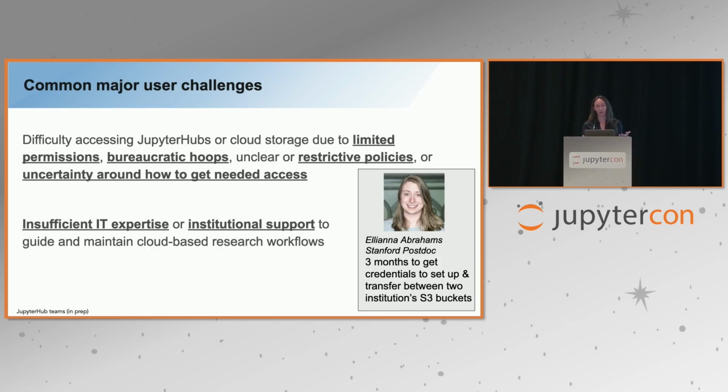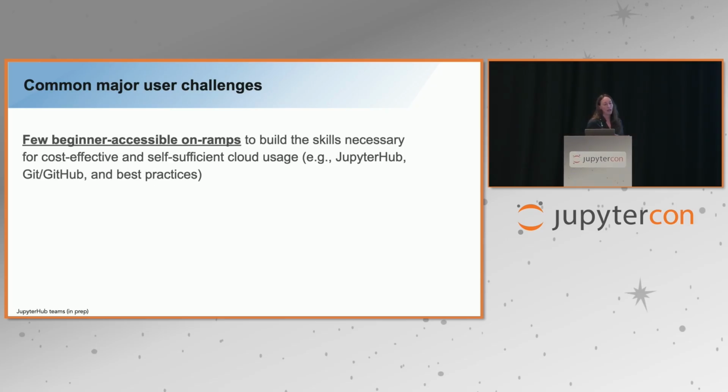They're also finding insufficient IT expertise, like I mentioned before. IT is choosing the wrong implementation and guardrails for JupyterHubs and accessing the cloud, and there's no institutional support for the research workflows that are required to do this. And then there are few beginner accessible on-ramps. A lot of our users don't know how to use GitHub and won't ever do that. JupyterHubs are challenging, and again, best practices. So we really need to have beginner accessible training to bring people into the cloud, not just be writing our training for each other.